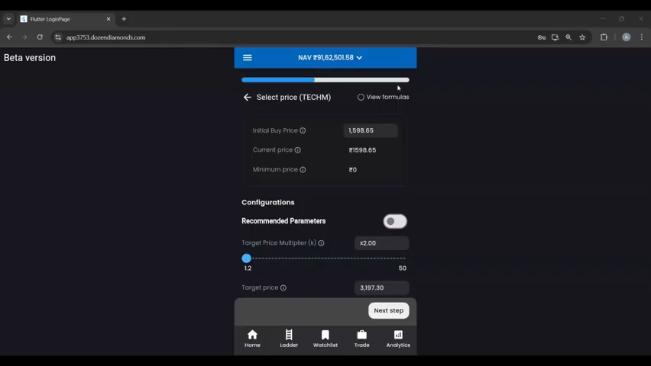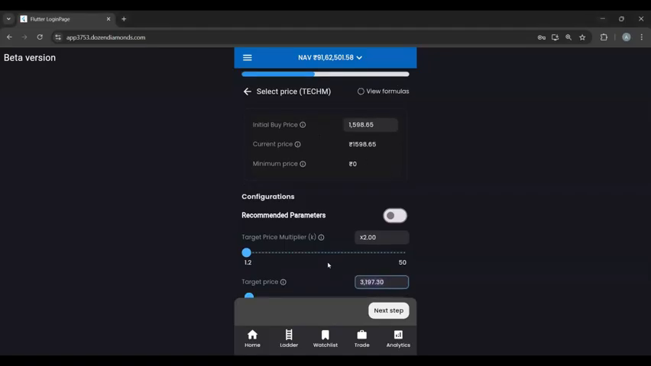So the initial price of Tech Mahindra is close to 1600. Now let's suppose that the customer wants to sell the stock at 3200. So this clearly shows that the target is twice. So that is why the target multiplier is 2.